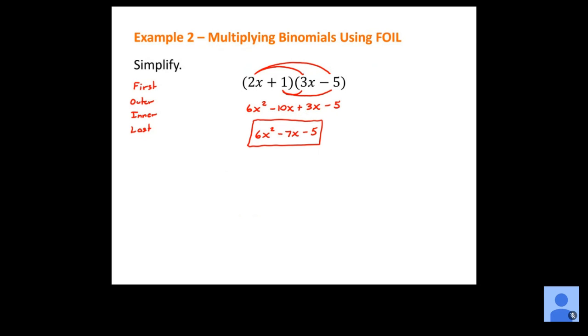And just remember, FOIL is just an example of distributive property. We're really just distributing the 2x to both terms in the second set of parentheses, and then distributing the 1 to both terms in the second set of parentheses also.